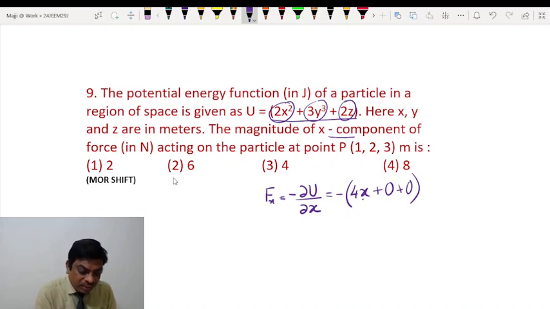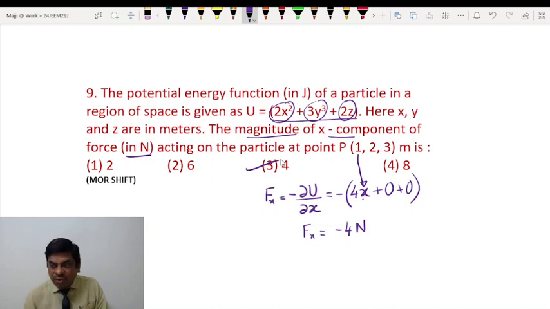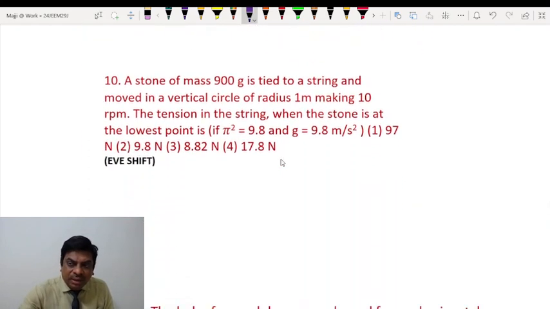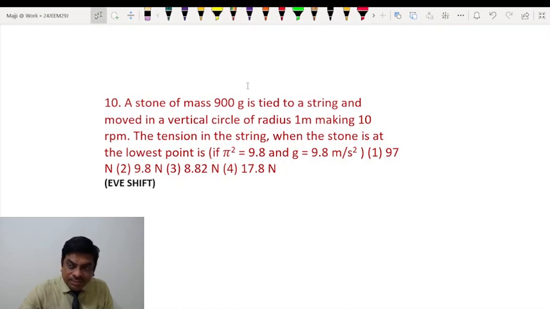So this is the x component of force. Just put x equal to 1, that's all. So the required force will be minus 4. Since all are in SI units, you get Newton. They are asking the magnitude, so we'll go with the third option, 4. You have to drop the minus sign if they are asking the magnitude. Then moving on to question number 10.